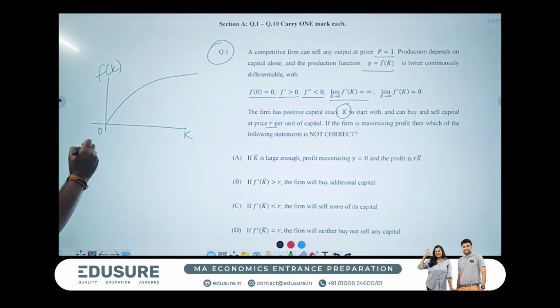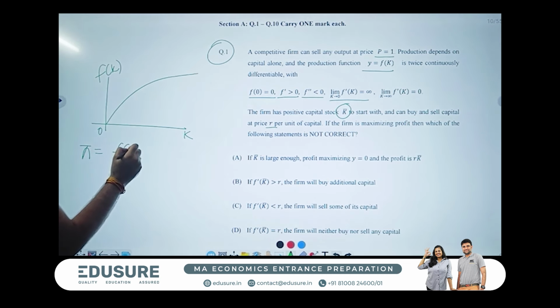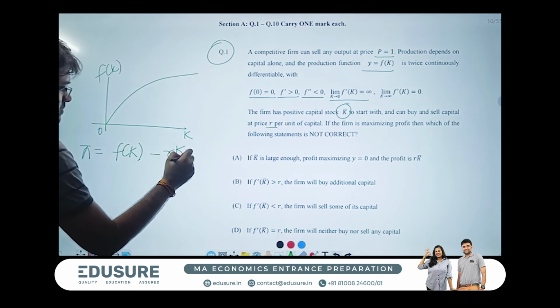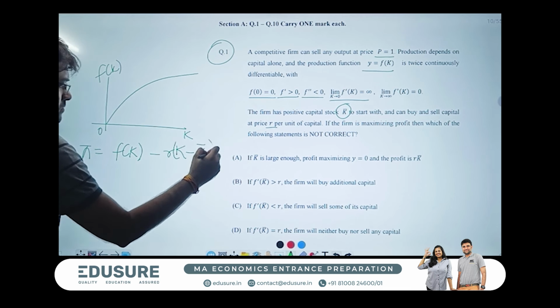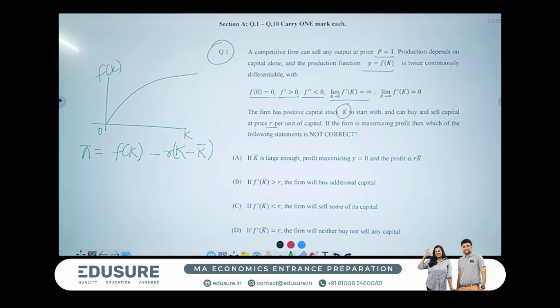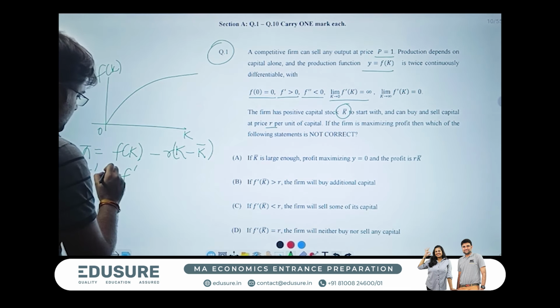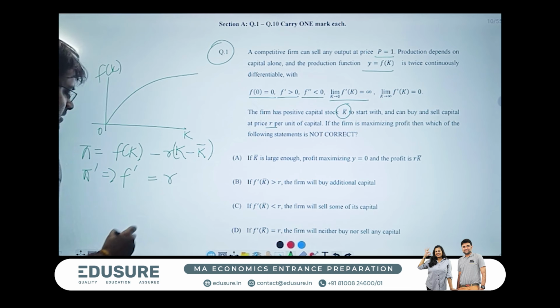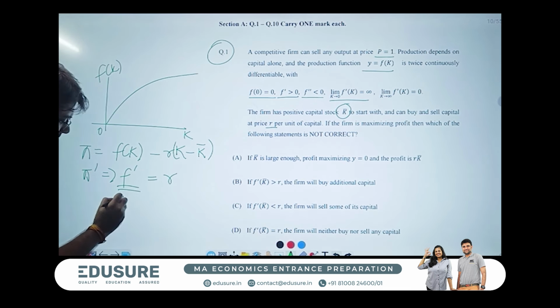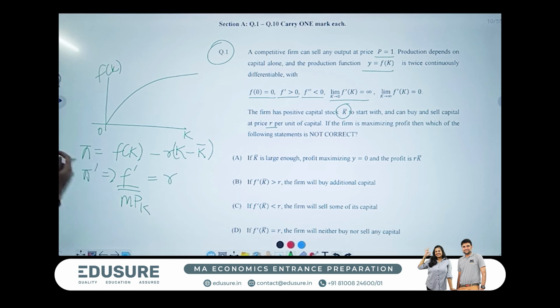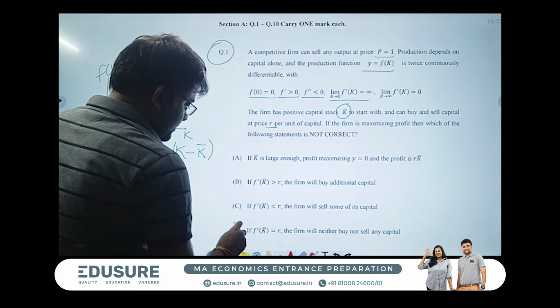So profit is equal to F of K, P is 1, minus R times K minus K bar, because they already have K bar to start off with, so I have to spend only on K minus K bar amount of capital. Now, if I want to maximize my profit, F dash is equal to R. Now, F dash is nothing but MPK. If the marginal productivity of capital is equal to R, then the firm will neither buy nor sell any capital.